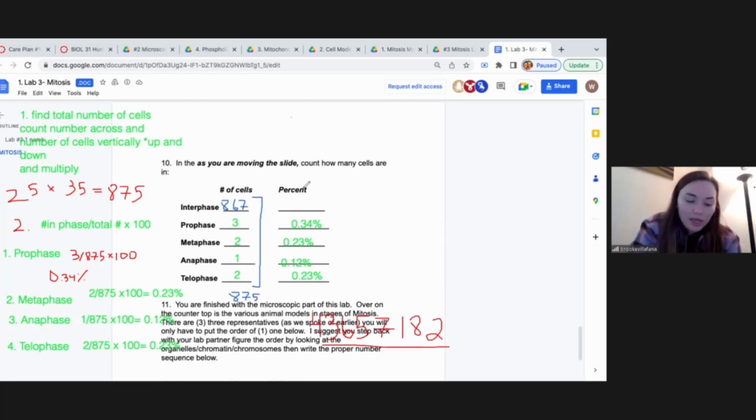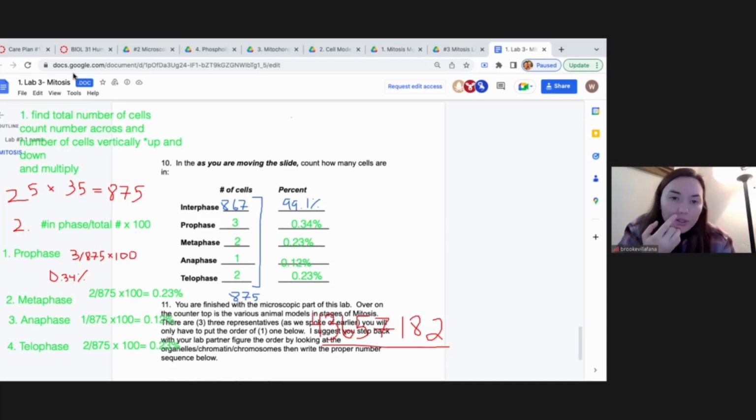The percent, you can just take 867 divided by 875 times 100, and we get 99.1%. On your lab packet, if your percentages do not add up to close to 100%, you will not get the points here. Okay, so we will be kind of checking your work.